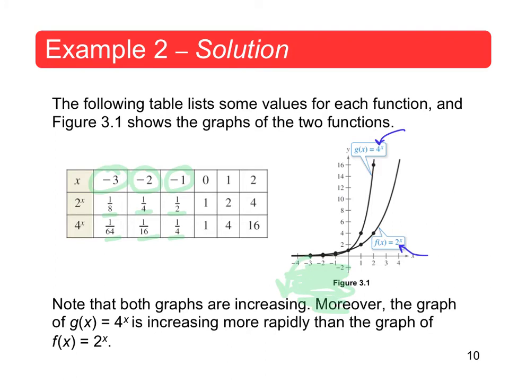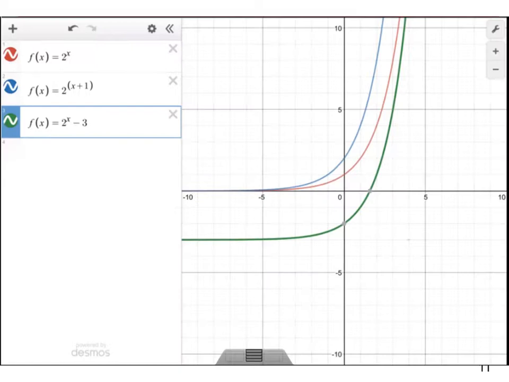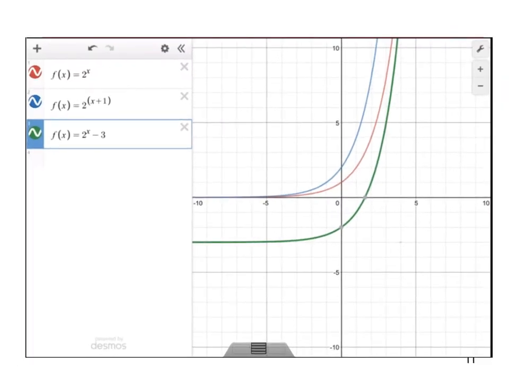Now, my 4 to the x power is increasing quite a bit faster than my 2 to the x power. They're both increasing, and they're both increasing quickly. But because I have the bigger base, this function is increasing faster. Okay? Let's look at some transformations of these graphs. You can put these into Desmos if you like. I have f of x equals 2 to the x, and then we're going to move this around.